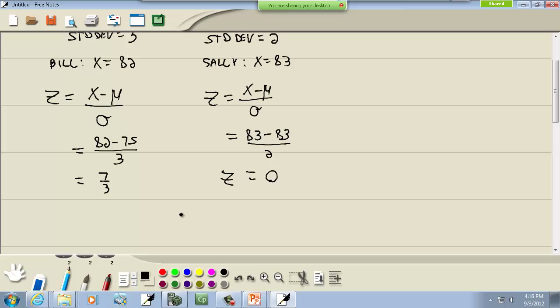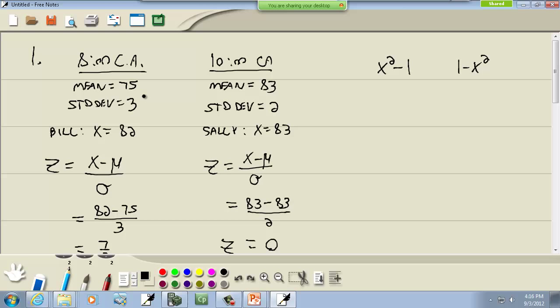And then 7 divided by 3 gives us 2.33. And Bill's z-score is larger, so Bill did better, even though his score is lower relative to those around him. Now, you can probably see some flaws with this concept. Maybe Bill was in a class full of individuals not quite where they need to be in algebra, not very smart individuals. He's surrounded by a bunch of math illiterates. He looks like a genius in comparison.